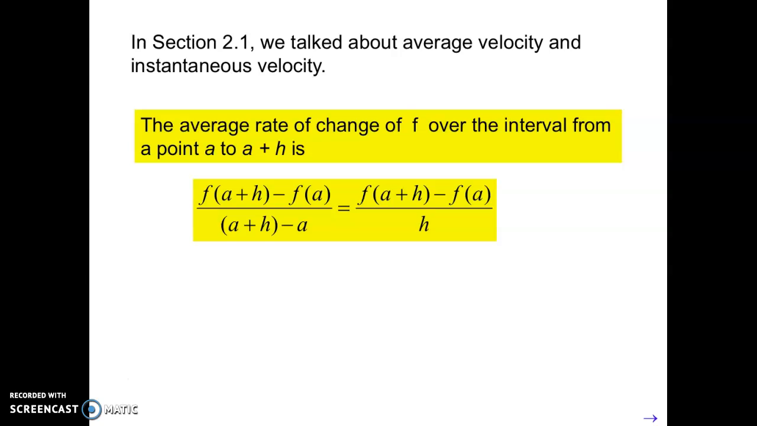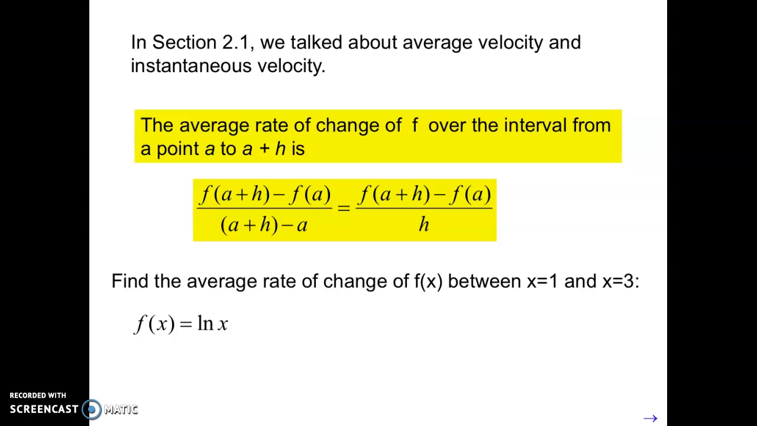Today we're going to talk about the average rate of change over an interval and how it can be compared to the instantaneous rate of change over an interval. So the average rate of change of f over an interval from a point a to a point a plus h, where h is just a small distance away from a, is simply the slope between those 2 points. So it would be f of a plus h minus f of a over a plus h minus a. And of course, those a's cancel each other in the denominator.